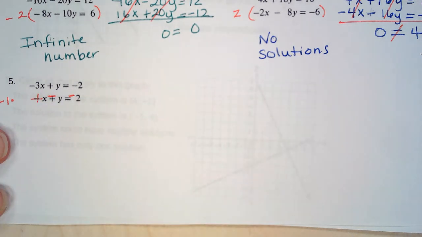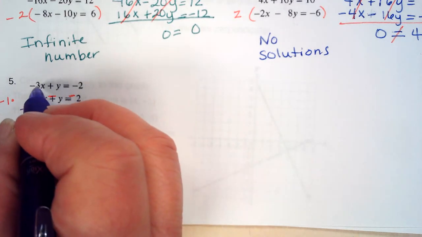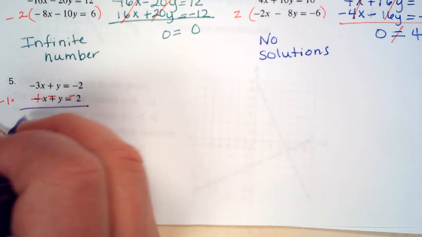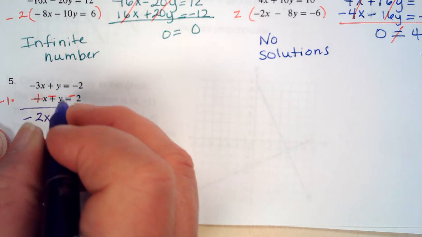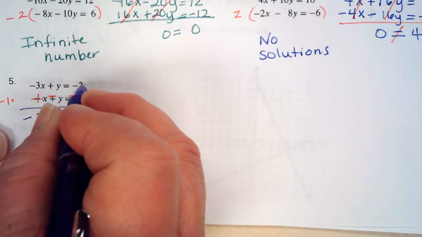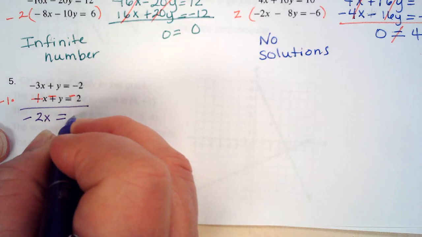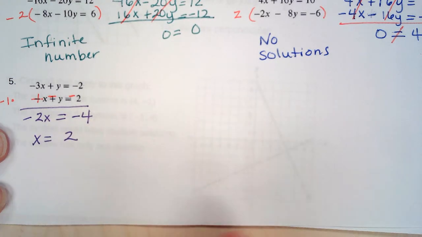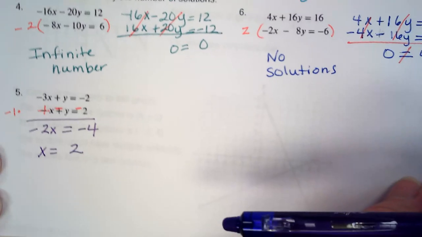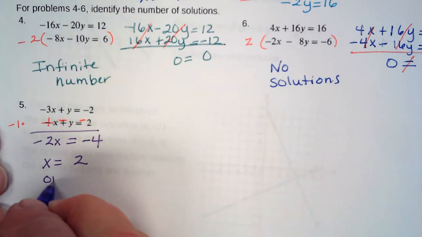Now I can add straight down. -3x plus 1x is -2x. Y plus -y is 0. -2 plus -2 is -4. I know that x is equal to 2. So this is one solution.